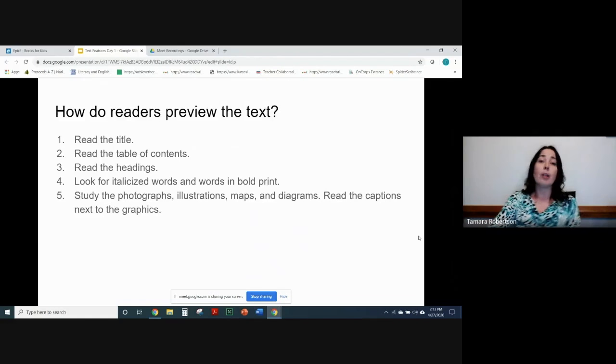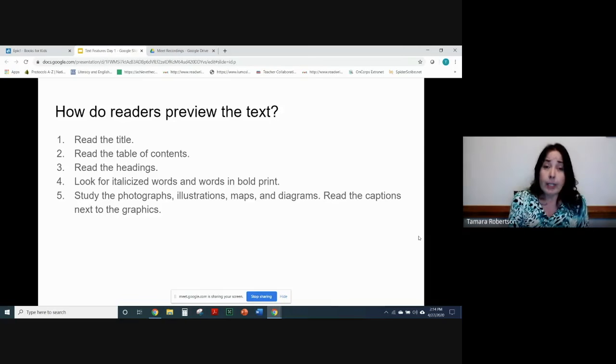Now we're going to talk about the word preview. What does it mean to preview? When you preview the text, you're looking at little parts of the text before you read the book. So we are going to be looking at the text features before we read the book. The reason we preview a book is, one, to get us excited about what we're going to read. Two, to give us information about what the book is going to be about. You start thinking, what am I going to learn by reading this book?